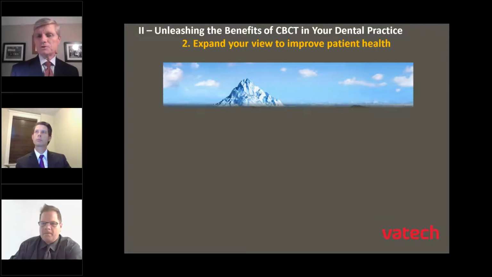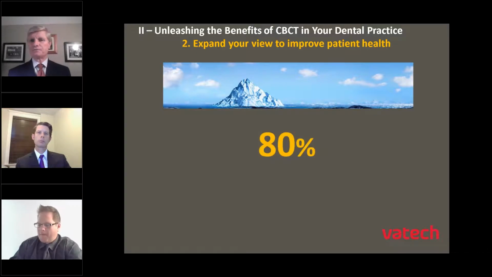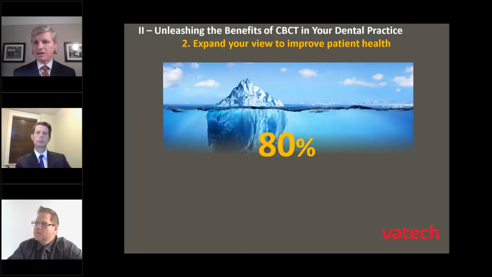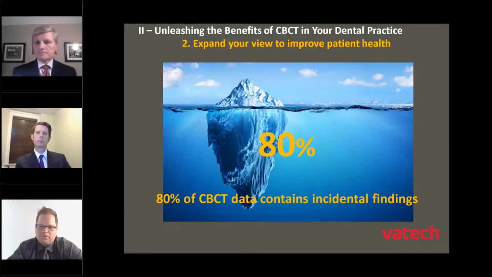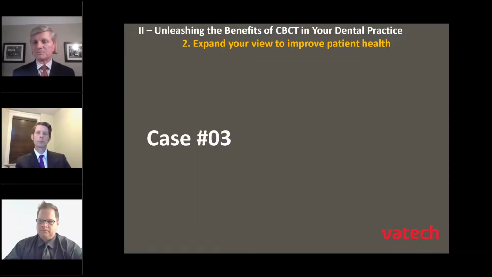Okay, so extending the conversation further. The number that I often use when looking at CBCT is 80%. And what does that mean? It basically means that when you're checking a CBCT scan of a patient, about 80% of the time the data contains secondary or incidental findings. And here's a perfect example of that, which is evident in case number 3.